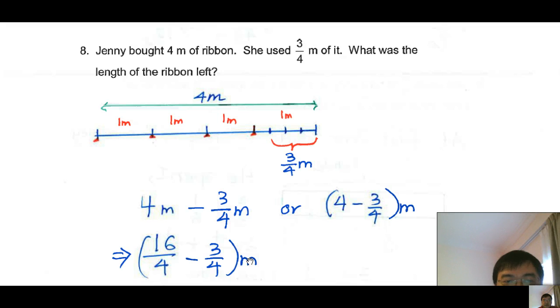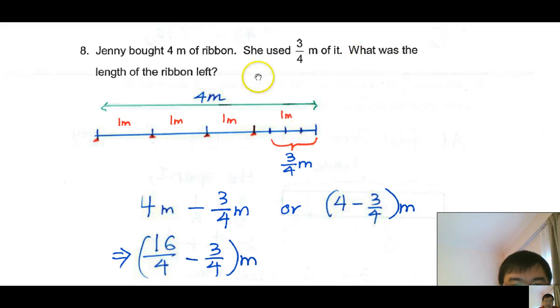Right, let's take a look at this question. Jenny bought 4 meters of ribbon. Completely 4 meters: 1, 2, 3, 4. She used 3/4 of a meter. Now this means she used not even 1 meter. Look here. This part is 1 meter. The part she used is only 3/4. Can you see? 1 part, 2 parts, 3 parts. Okay, 3/4 of a meter. We are not talking about 3/4 of this whole 4 meters, but 1 meter. This is something you have to understand.